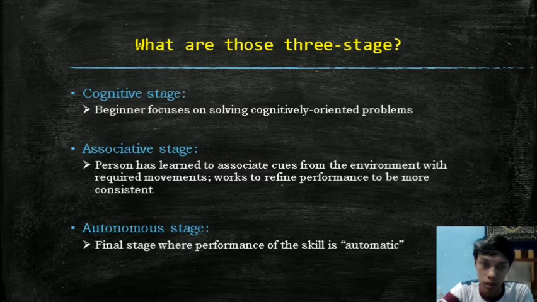The second stage is the associative stage. In this stage, the person has learned to associate cues from the environment with required movements, and works to refine performance to be more consistent. So in this stage, the beginner has started to be consistent with what was done in the cognitive stage. Because in the cognitive stage, the beginner still makes many mistakes and is not consistent.